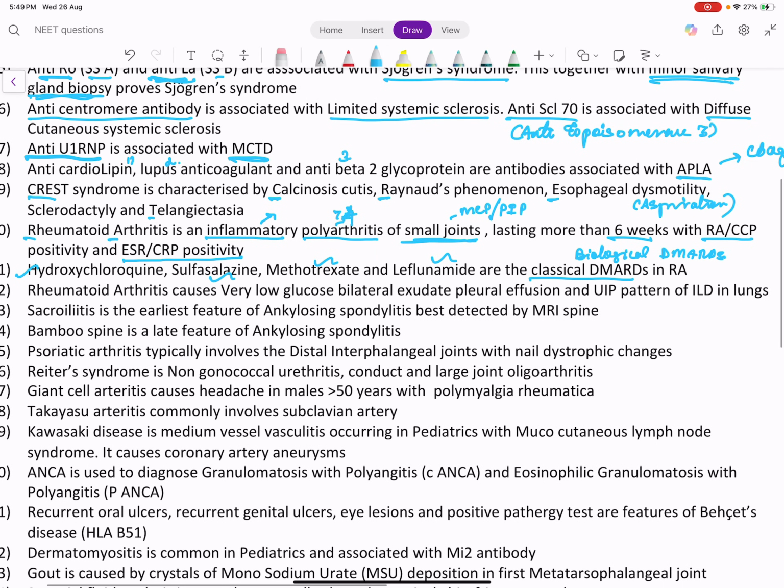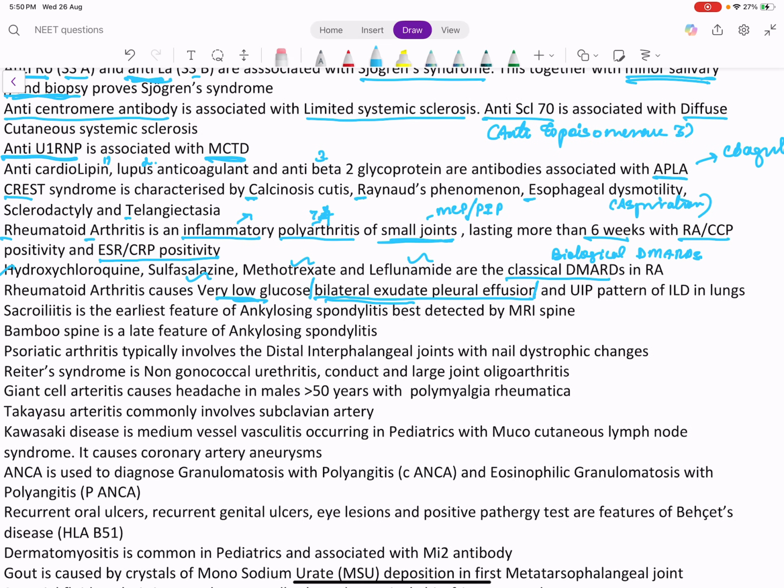Other points about rheumatoid arthritis: it is one disease which causes bilateral exudative pleural effusion. Usually exudative pleural effusion will be unilateral. Rheumatoid arthritis causes bilateral exudative effusion, and that too with very low glucose. And it causes UIP pattern of interstitial lung disease in lungs.